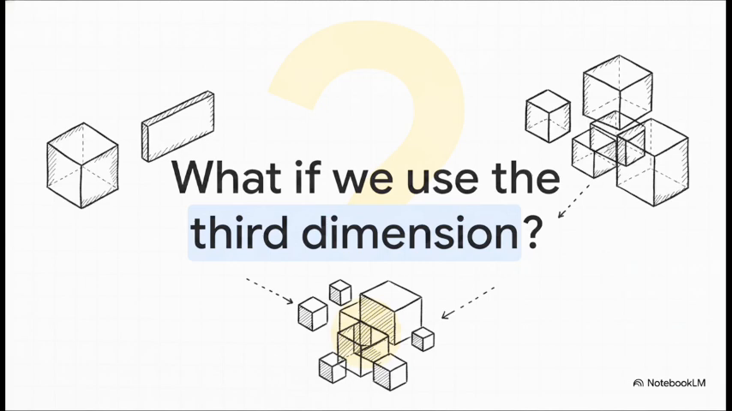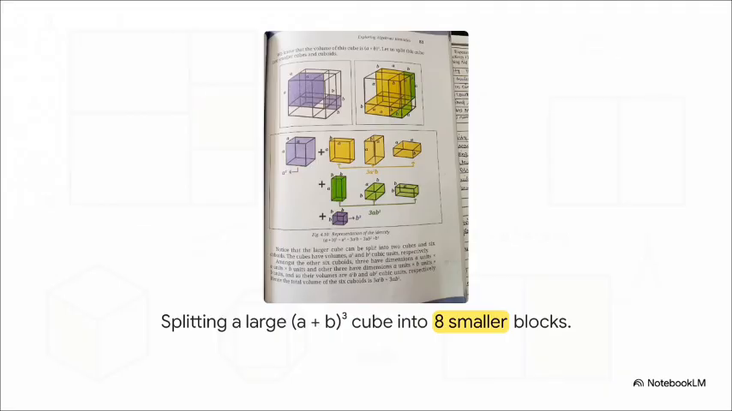We've totally mastered flat squares and 2D rectangles by now, but how on earth do you visualize an identity raised to the power of 3? Like, what does a plus b whole cubed actually physically look like? Well, picture splitting a large a plus b cubed block into 8 smaller cubes and cuboids. When you raise a plus b to the third power, you're not just sketching a flat shape on a piece of paper anymore. You are constructing a solid 3D object.